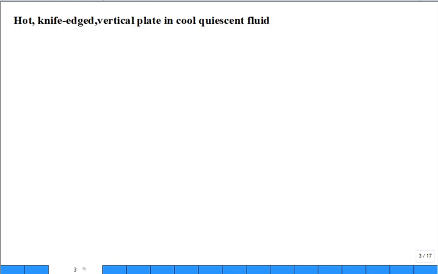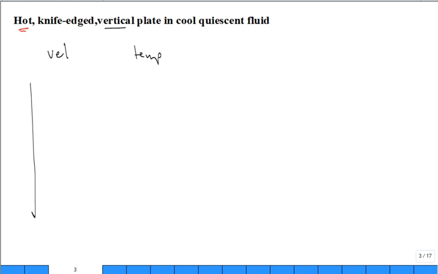We start with a simple analysis. We want to take a look at the velocity profile as well as a temperature profile for a particular case. And the particular case is we have a knife-edged plate pointing downward, so it's a vertical plate, not a horizontal. And it's in a large quiescent fluid, meaning there's nothing to force the fluid to flow over that plate. It's in a large, naturally wanting to just be stationary fluid. But the plate is hot.